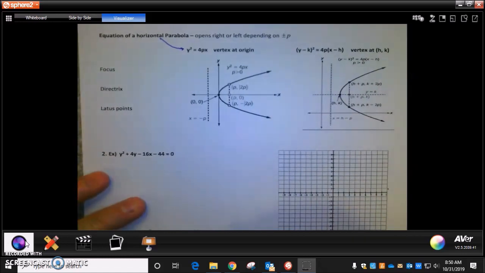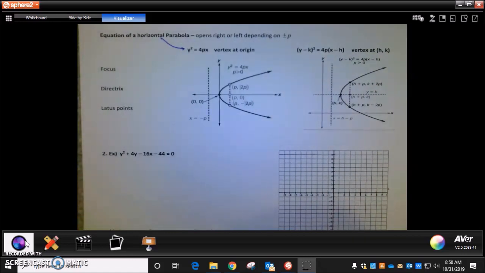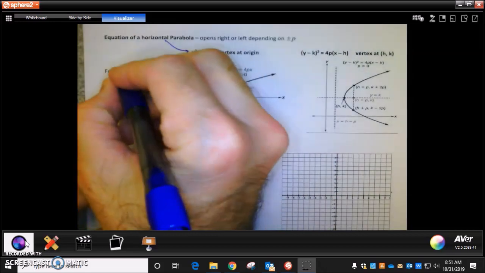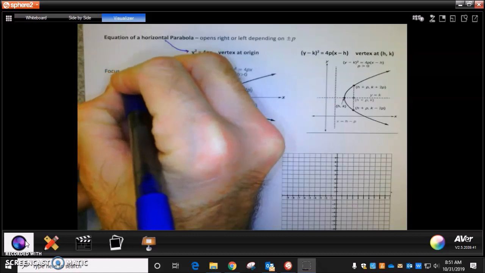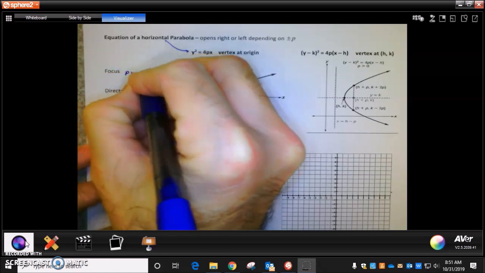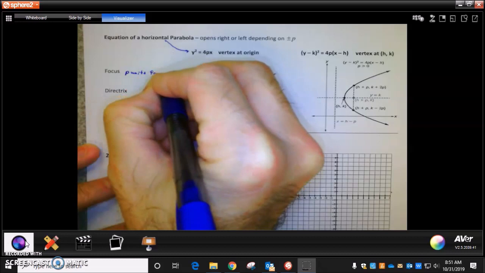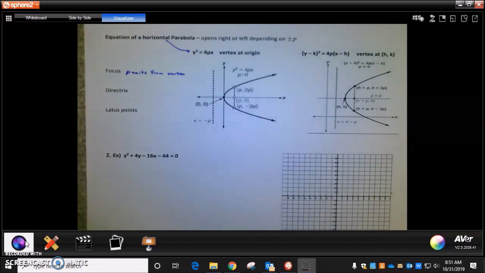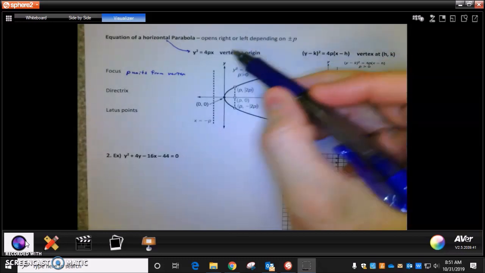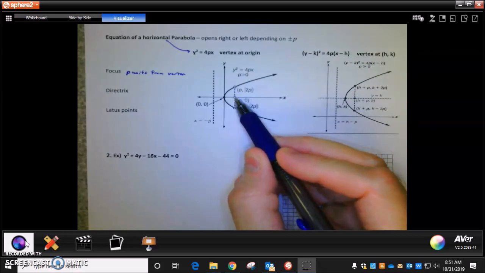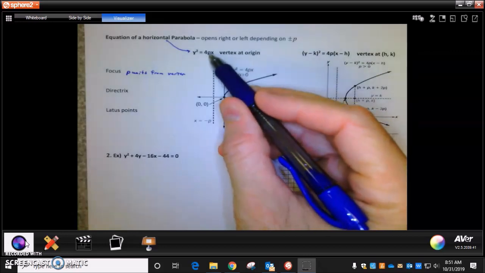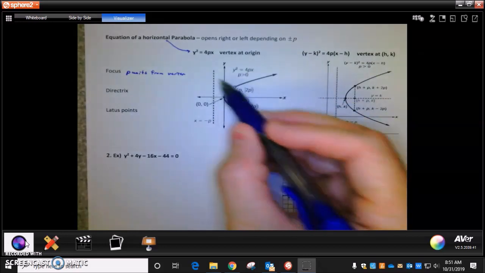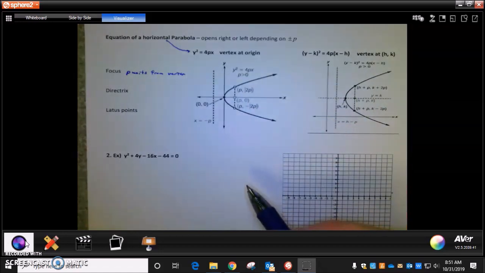Okay, your focus is still going to be p units, whatever p is, from the vertex. It's just that we're going to be going left or right to find that instead of up or down. Again, if p is positive, we're going to go to the right because that's a positive direction. And if p happens to be negative, then we're going to go to the left, and the whole parabola is going to be shifted to the left.